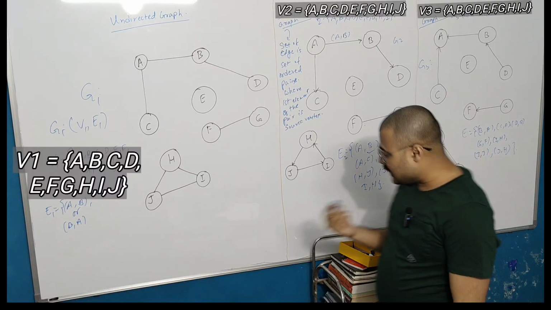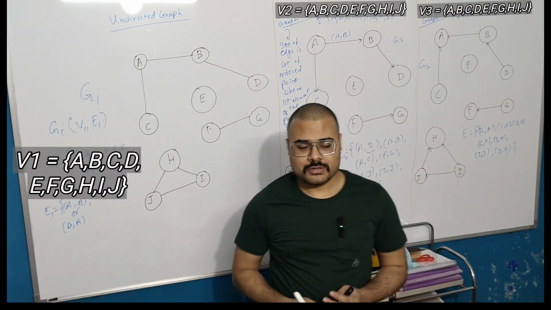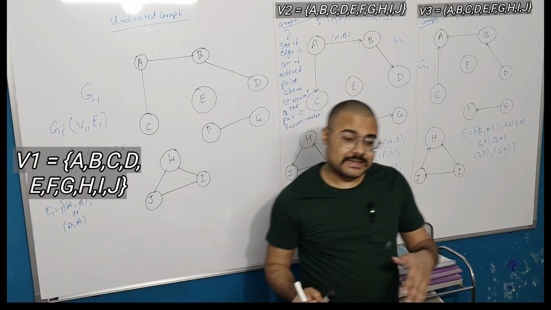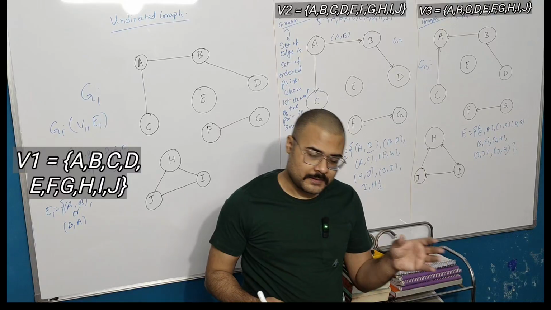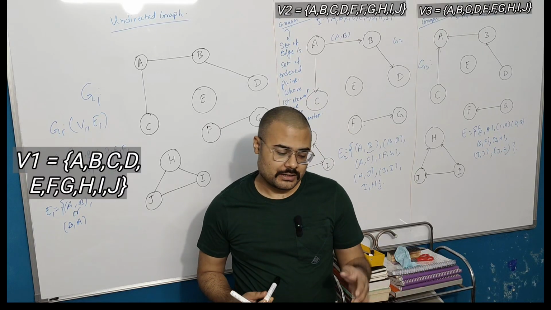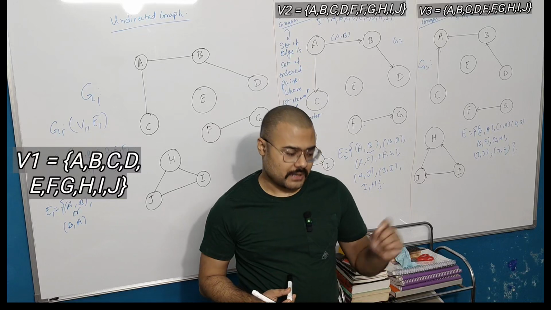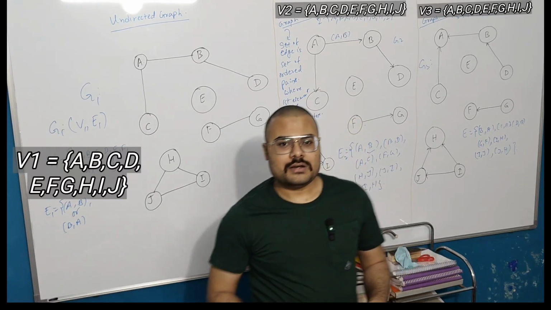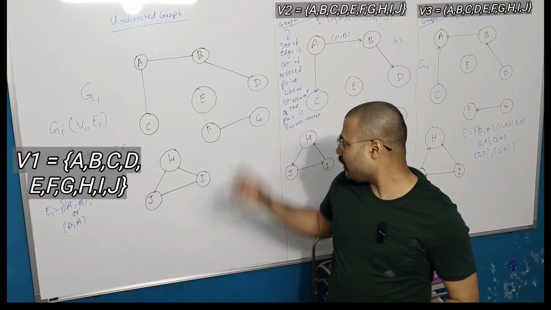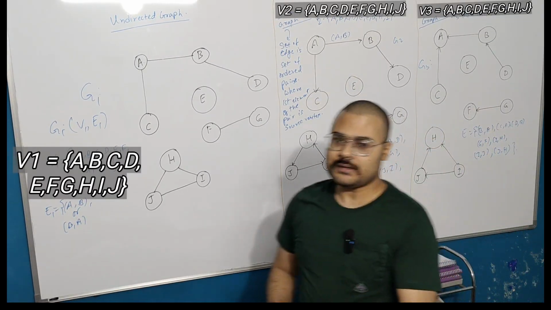So for every relation that you give, what is a relation for any two sets A and B? A relation from set A to set B has elements that are ordered pairs where the first element is from set A and the second element is from set B. So we can say that every relation can be represented as a directed graph.